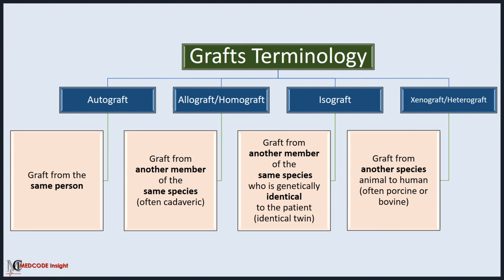In allograft or homograft, tissue is transplanted from one individual to another of the same species. It may be harvested from a cadaver. An isograft describes tissue transplanted between genetically identical individuals, like identical twins. In xenograft, tissue is transplanted from a donor of a different species, like from animals to humans.